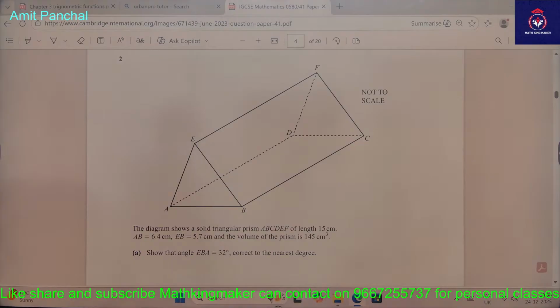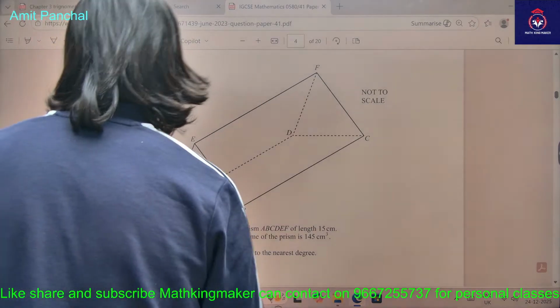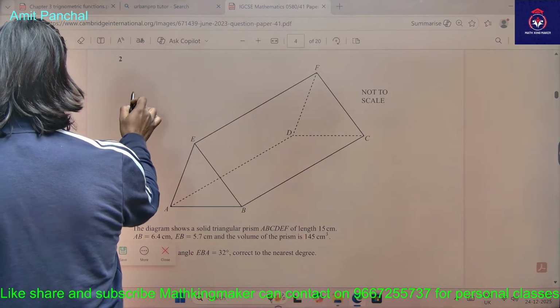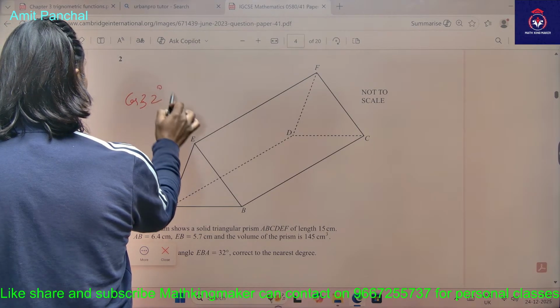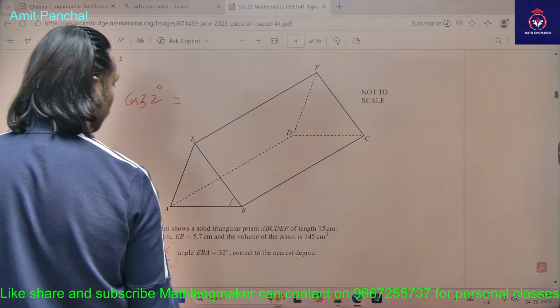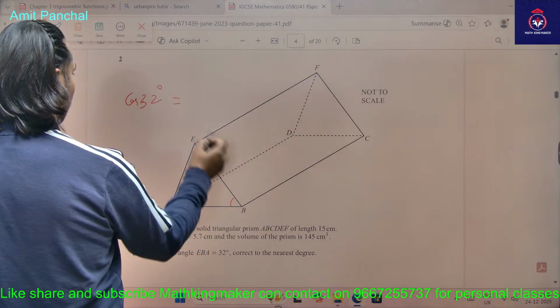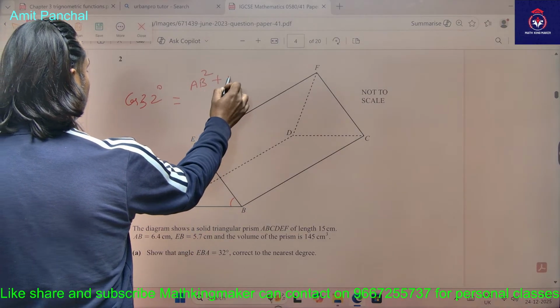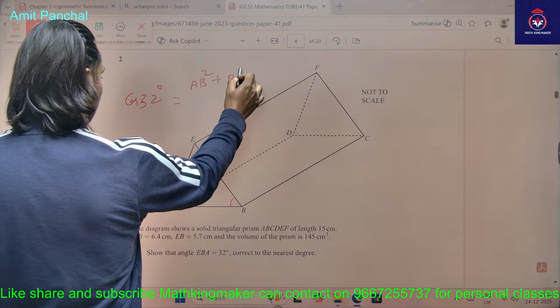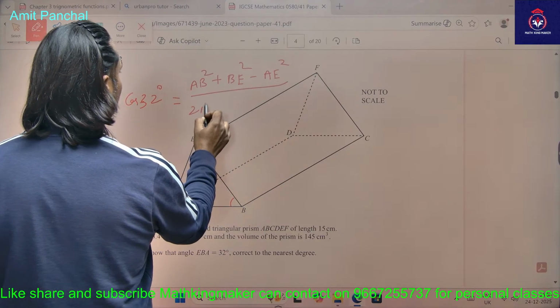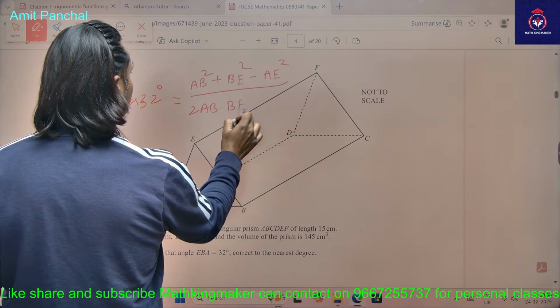You can use cosine rule. I just forgot to do that one step. Otherwise, I would have gotten it correct. I forgot to take the square root of the last value. So by cosine rule, cos 32 will be equal to AB square plus BE square minus AE square divided by 2 AB and BE. That is cosine rule.